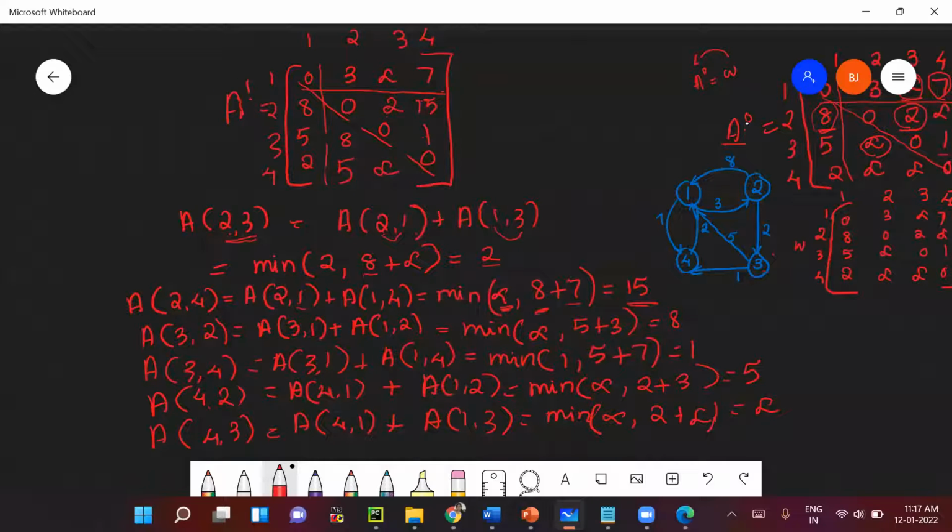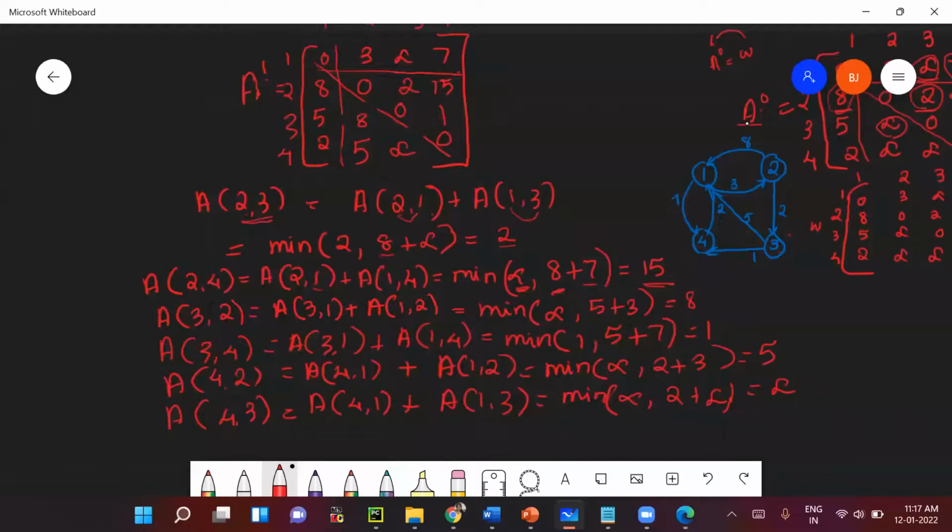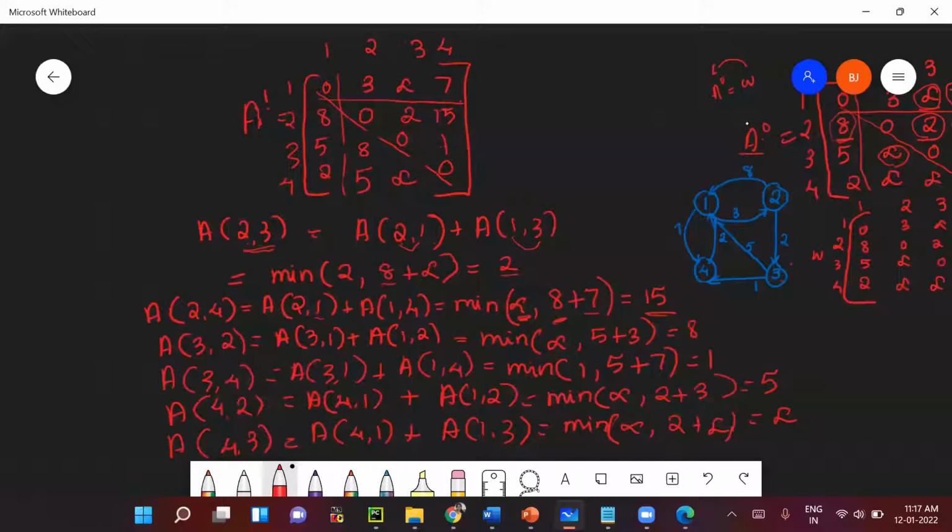Now this graph adjacency or the distance matrix is completed. What is the next step? We have to construct A1 considering vertex 2 as adjacency or vertex 2 as an intermediate vertex.